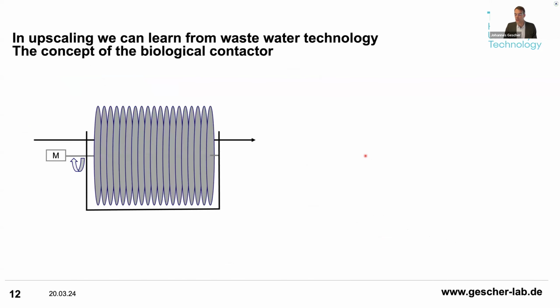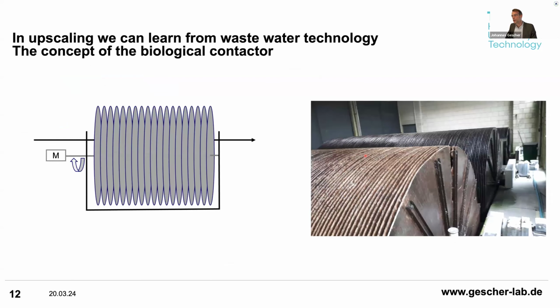In terms of upscaling, if we want to upscale these systems, especially if we want to use them in wastewater treatment, we can learn from conventional wastewater treatment plants. And we did this in the past. What you see here is an example of a so-called biological contactor, which is already in use in wastewater treatment plants around the world. These contactors turn very slowly in wastewater, and they bring this water up and then down. We have a biofilm of organisms growing onto these discs here. By rotating these discs out of the water and bringing them back into the water, we supply the organisms with sufficient amounts of oxygen that cannot diffuse well into the wastewater.